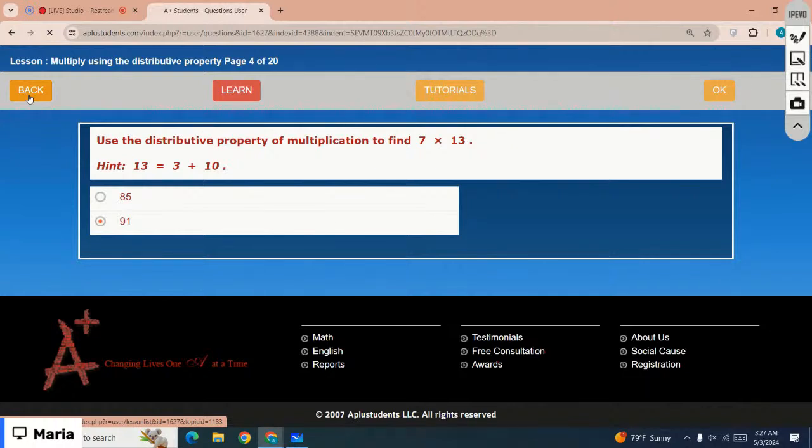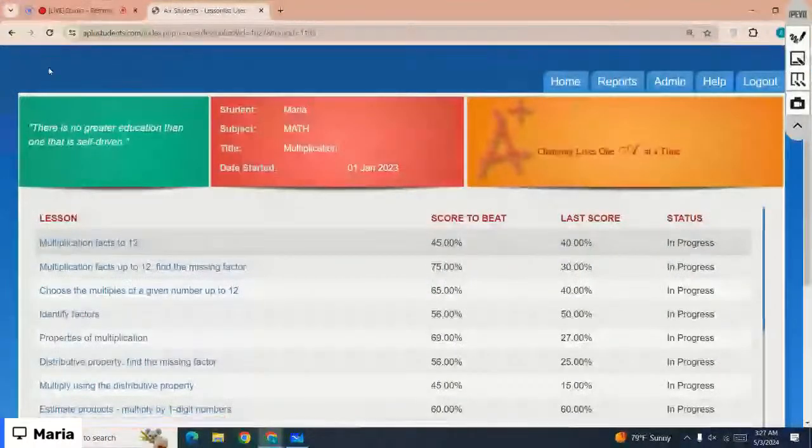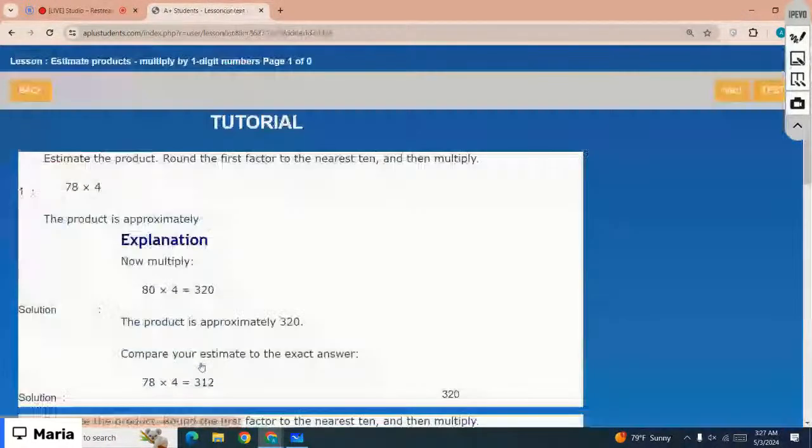And the next lesson is estimate products, multiply by one digit numbers. So you have to estimate the product, right? You already know how to round off a number, right? So rounding is almost the same as estimating. When you have to perform estimation, you have to round the numbers, right?